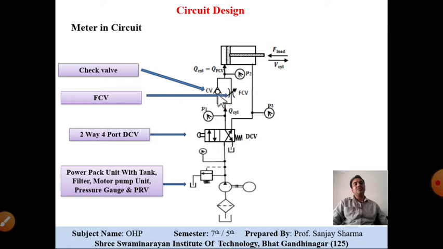Now you can see the position of the check valve. The return fluid will flow back through the check valve to the reservoir. So this is how the meter in circuit is provided.